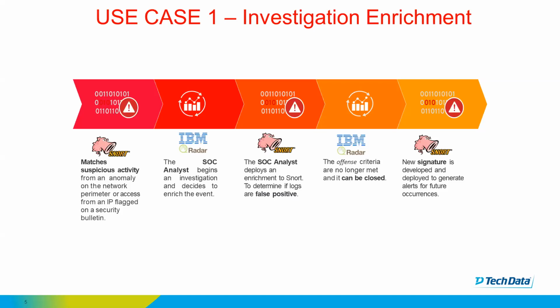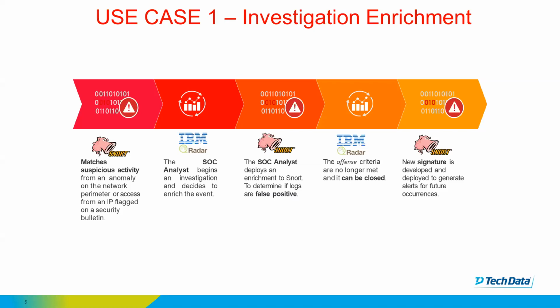the flow that we're going to be demonstrating today is that Snort will match some suspicious activity and pass that to QRadar, and the QRadar security analyst is going to look at that and decide to begin an investigation. And once they begin that investigation, they decide that they want to enrich the logs to determine if it's a false positive or not.